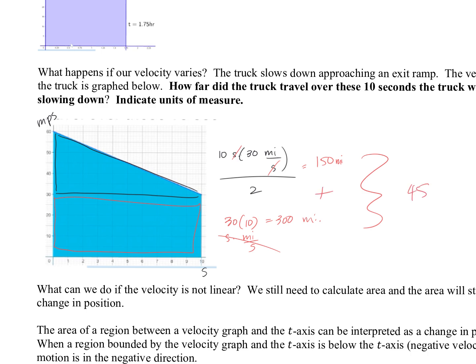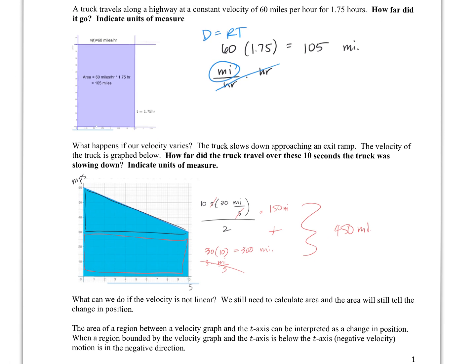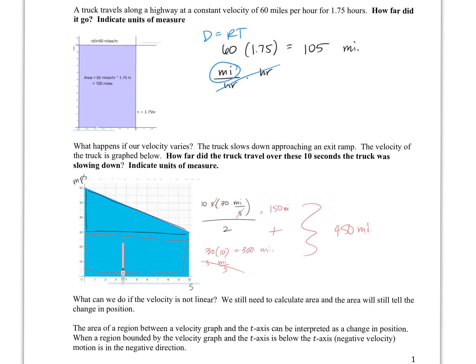Add those up and we get 450 miles, right? So you're like, okay, I know how to find the area of rectangles and triangles and things. I agree. But then here's where calculus comes in. It says, what if that velocity is not linear?